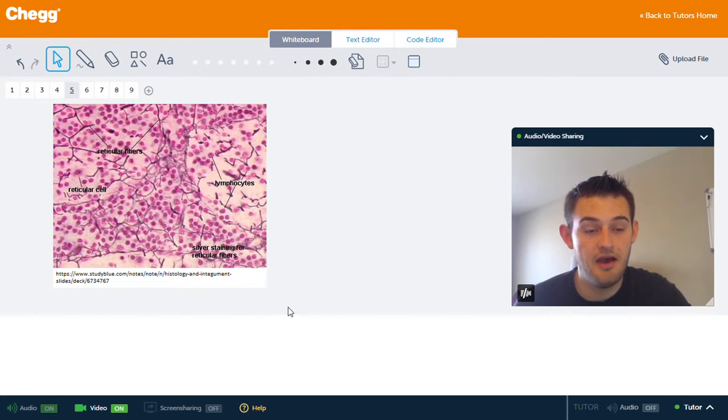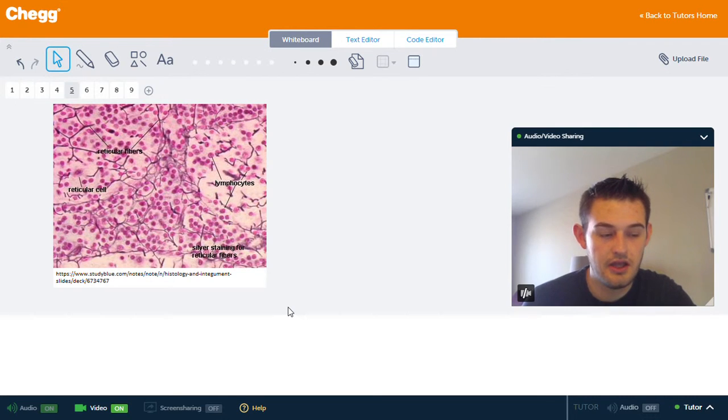The next type of connective tissue we want to talk about is the reticular connective tissue. So reticular connective tissue will stain with a silver type dye, so the silver molecules are binding to the reticular fibers.